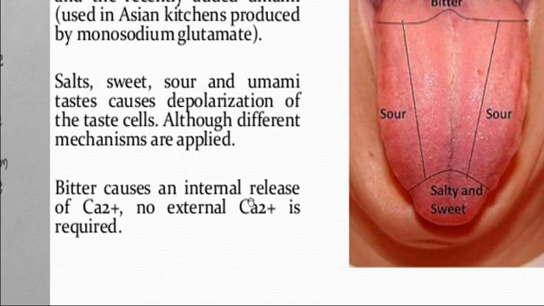Bitter causes an internal release of calcium ion. No external calcium ion is required. That is the reason why. Calcium ion is one of the most important ions that solidify bone and make our bones stronger. That's the reason why taking bitter leaf and bitter cola is good, but not too much. At times it will refresh your system.